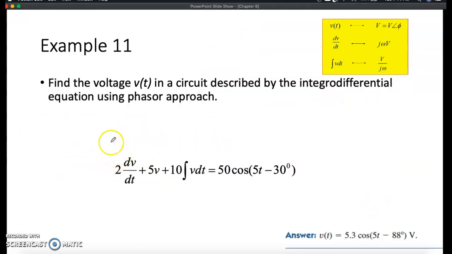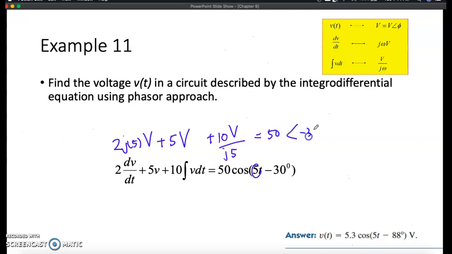So if we make this 2, this is differentiation, right? So 2j, the omega here is 5. 2j5V, plus 5V plus 10V over j5 equal to 50 angle 30. Then try to solve by yourself. Multiply this one by j and j. j multiplied by j is equal to minus 1, and try to get this answer.